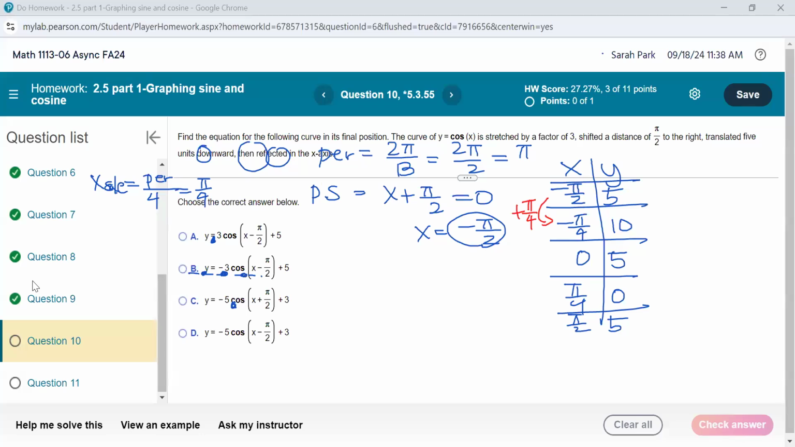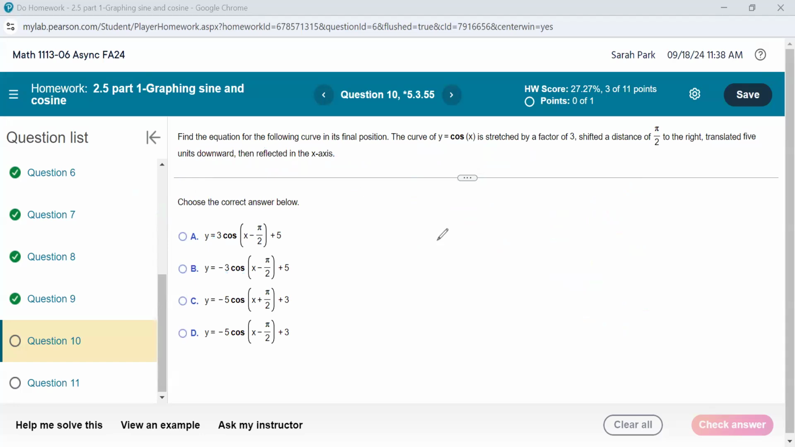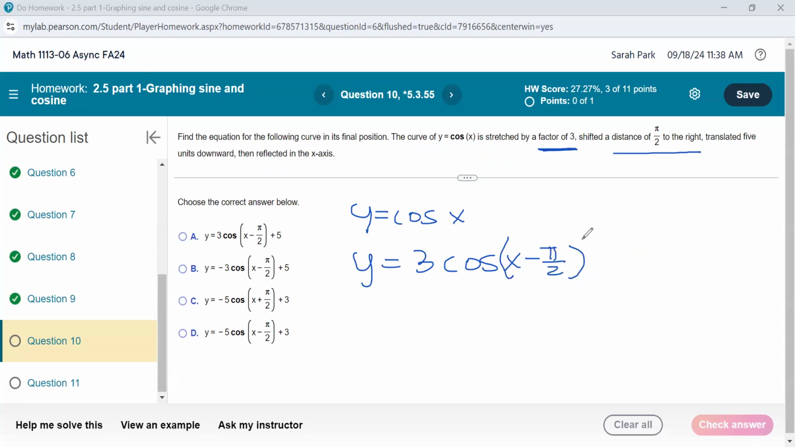Okay, I'll do one more on this one. So here, if we want to find a curve using y equals cosine x, if it's stretched by a factor of 3, I need a 3 in front of the cosine x. If it's shifted distance pi over 2 to the right, your horizontal shifts are actually the opposite, so I need to go minus pi over 2. It says translated 5 units downward. That's going to be a vertical shift minus 5. Reflected on the x-axis means you need a negative in front of the 3.